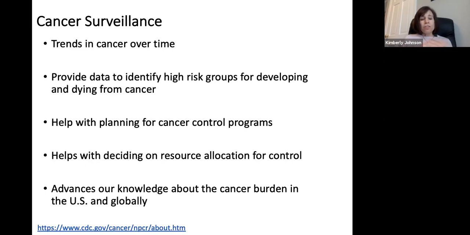The cancer surveillance provides data to identify high-risk groups for developing and dying from cancer. Cancer surveillance data helps with planning for cancer control programs in the population. It helps with deciding on resource allocation, so what cancers are most common. So we're going to devote a lot of resources to trying to control those cancers. And generally, it advances our knowledge about the cancer burden in the US and globally.